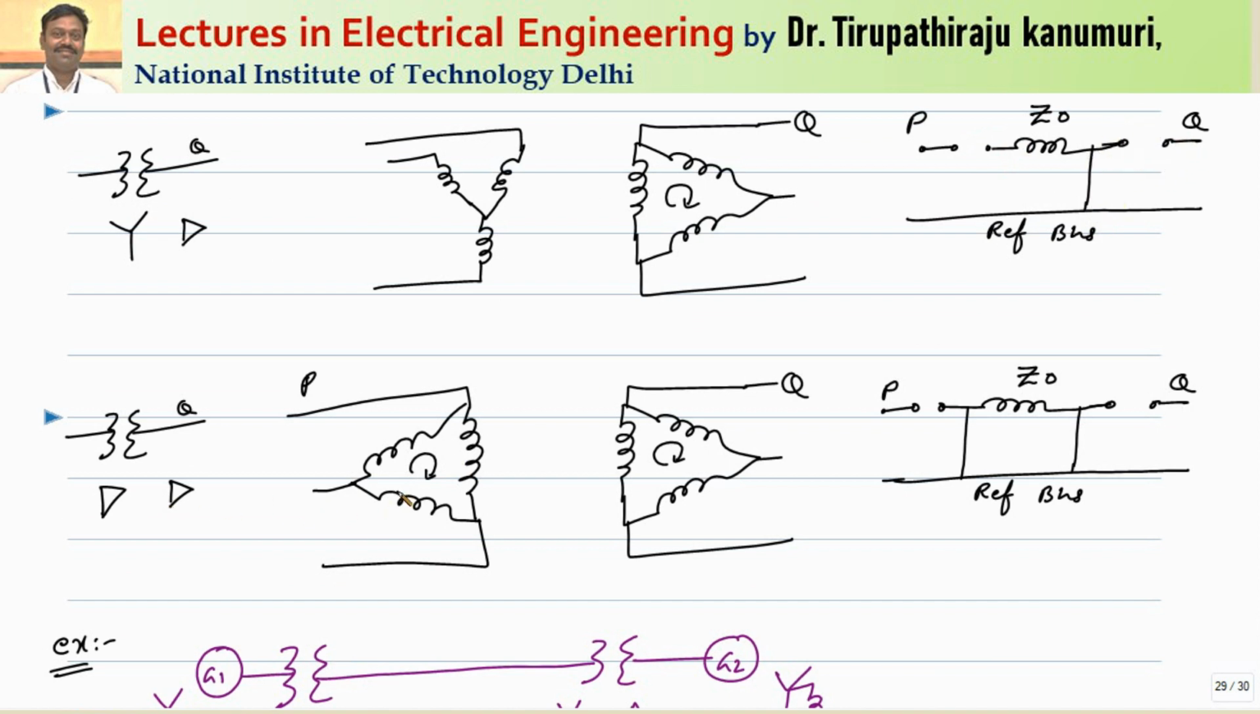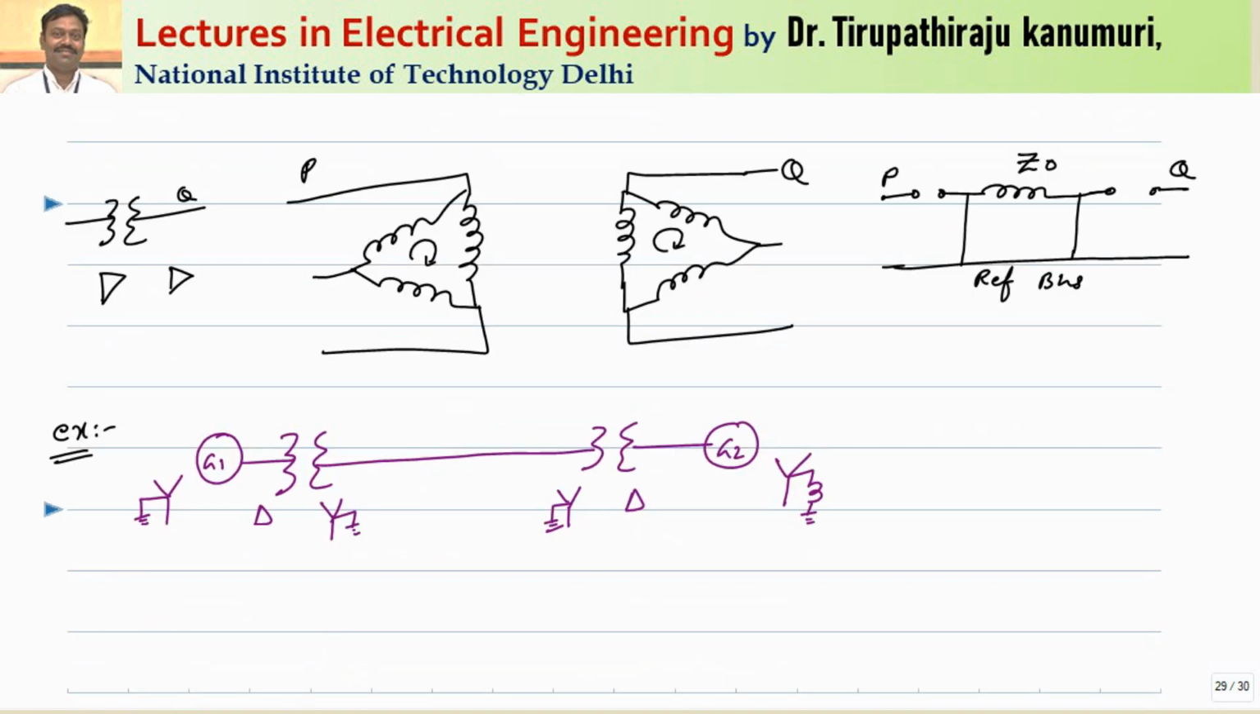So if both sides are delta connected, in that case the currents cannot pass in the line, but they can circulate. So that's why I have closed both the shunt switches, but the series switches are open circuited. So in this case also, whenever the fault happens, it cannot be supplied by the source.